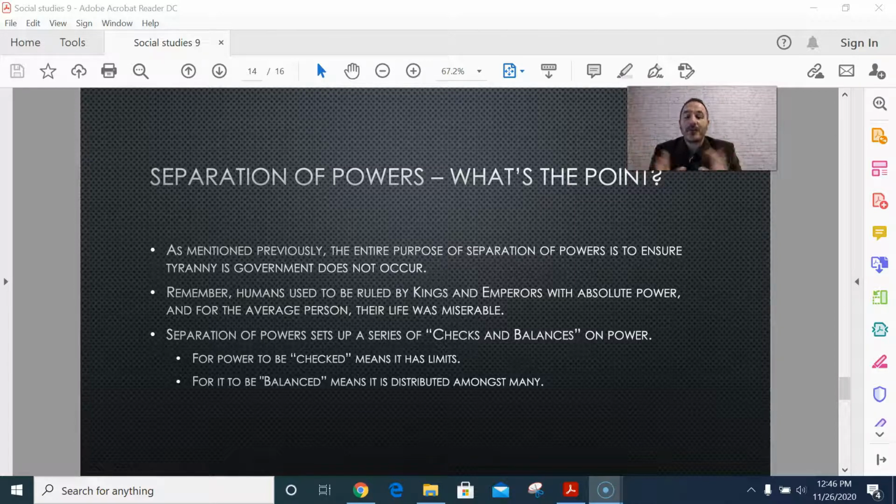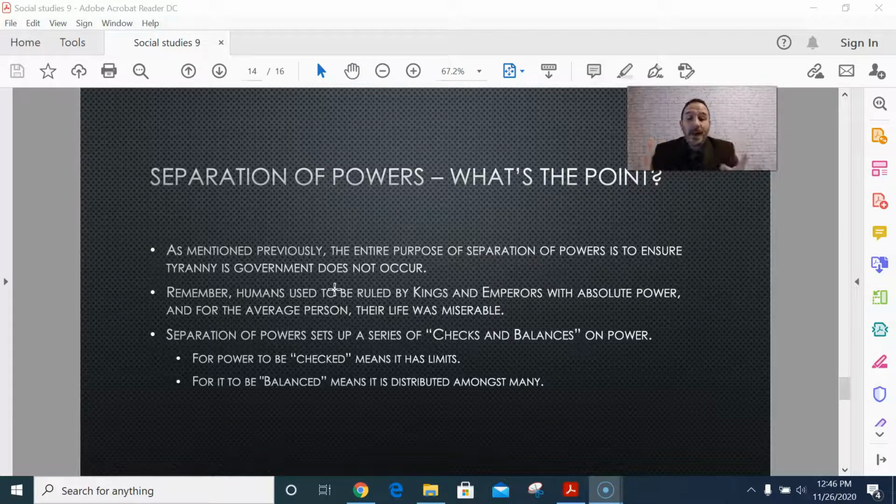So as mentioned previously, guys, the entire purpose of separation of powers is to ensure tyranny in government does not occur. That should say in government. I will fix that. Remember, guys, humans used to be ruled by kings and emperors. And those people had absolute power, right? There's this belief that they're chosen by God to rule over the people, this idea called the divine right of kings. And for the average person living underneath that king and that emperor, life was miserable.